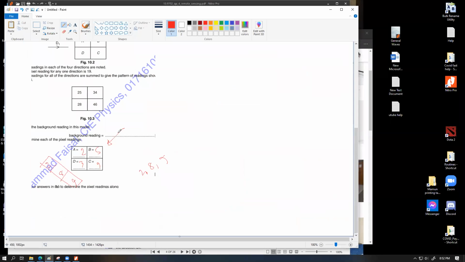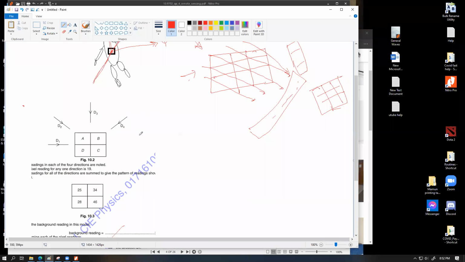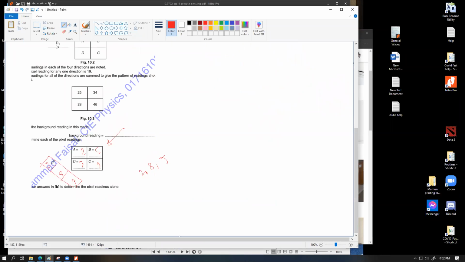This way, I got these numbers. D4 was this direction. So 2 comes as 2. 5 plus 3 gives you 8. 9 becomes 9.